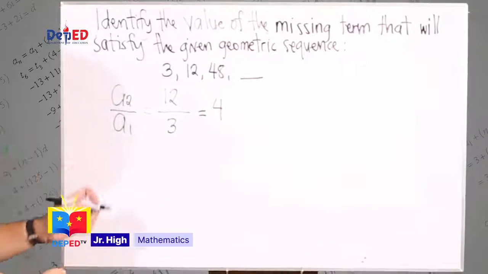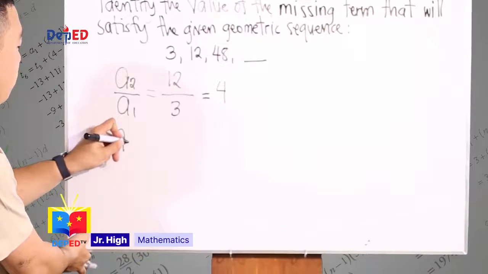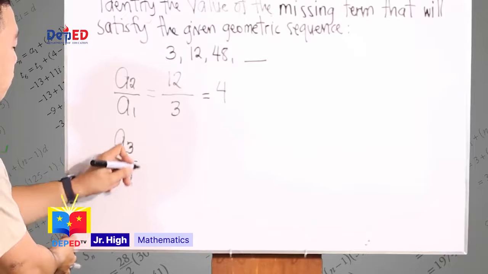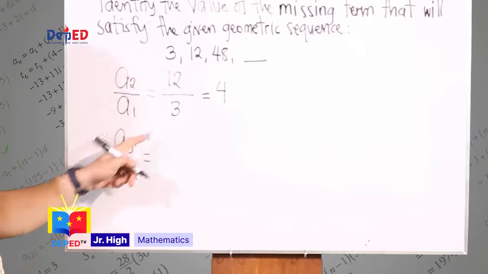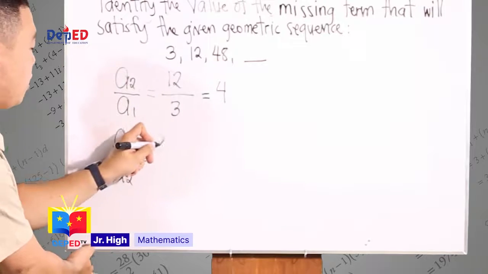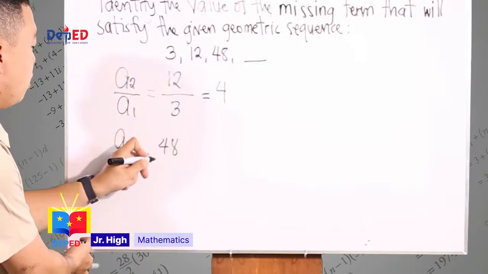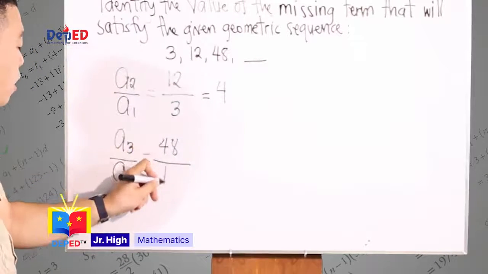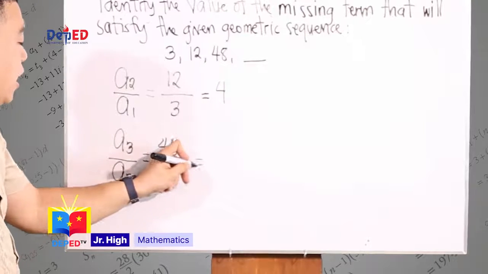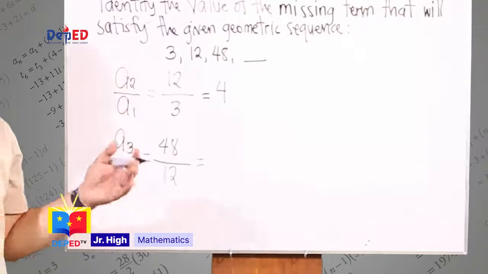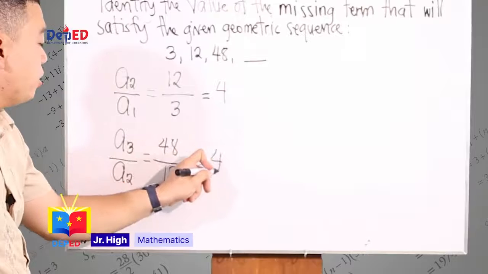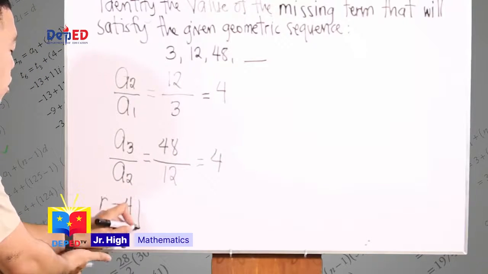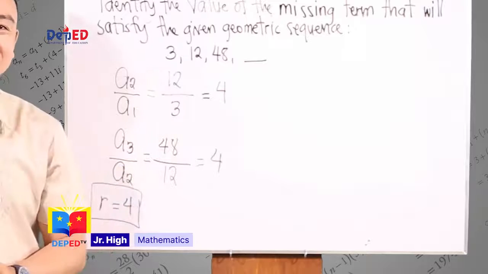Or you can also use a sub 3 divided by a sub 2. Our a sub 3, or the third term, is 48, divided by our a sub 2, or the second term, that is 12. 48 divided by 12 will also give us 4. Therefore, our common ratio R is equal to 4.